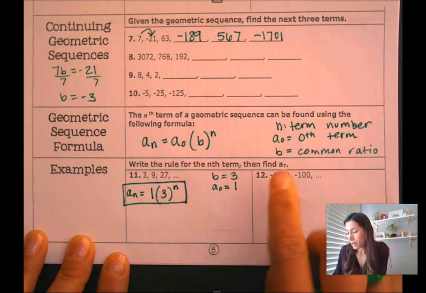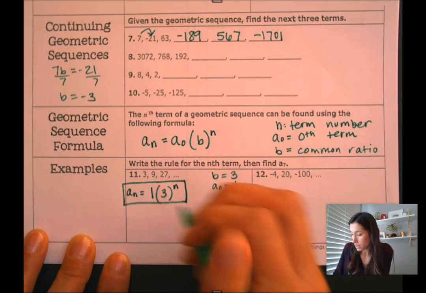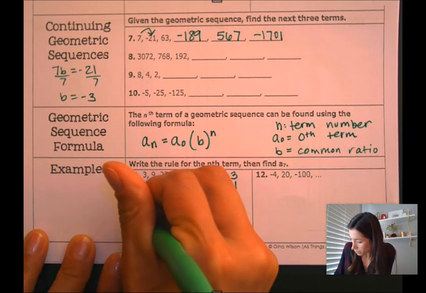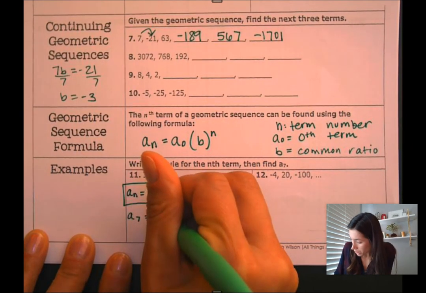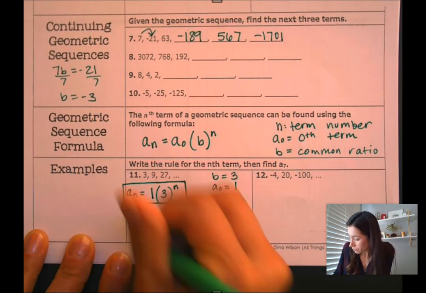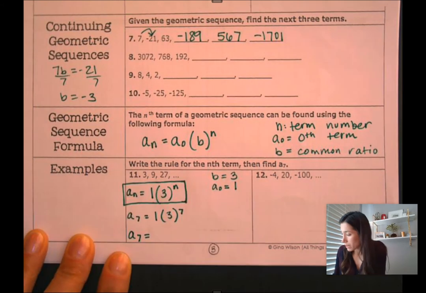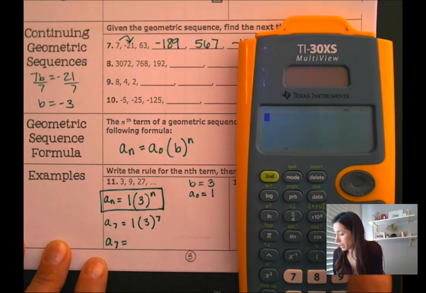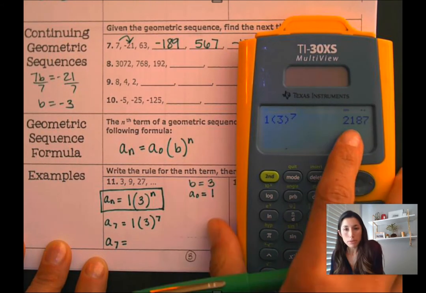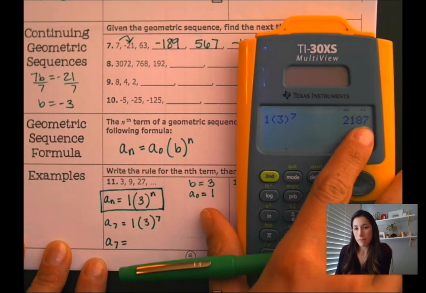And then if we're trying to figure out our 7th term, we could write out a sub 7 equals 1 times 3 to the power of 7. So a sub 7 is, and we can go ahead and put this into our calculator, 1 times 3 to the power of 7. And that would be 2,187.